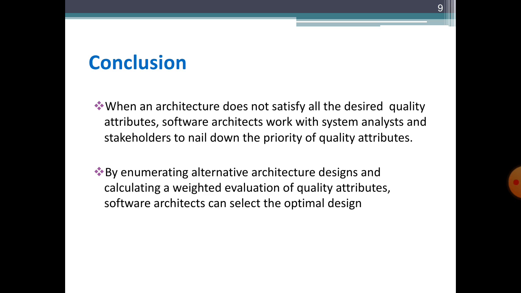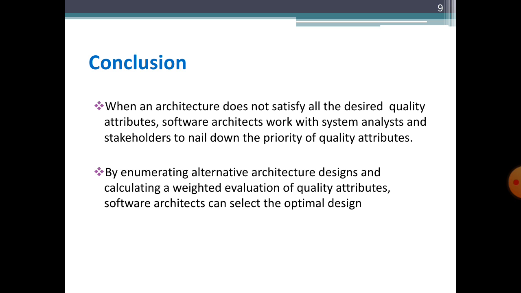So students, we can conclude that we can't say a single architecture can satisfy all the quality attributes. As we see, different trade-offs exist between these quality attributes. So it is the responsibility of the software architect to work closely with the system analyst and stakeholders to nail down the priority of quality attributes, whichever are important for the stakeholders. First, you should go towards the more important quality attributes, and by enumerating alternative architectural designs and calculating weighted evaluations among different attributes, the software architect can select a more optimal design.